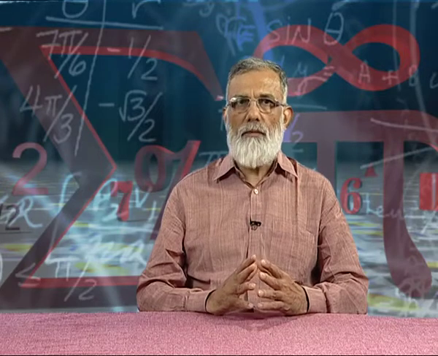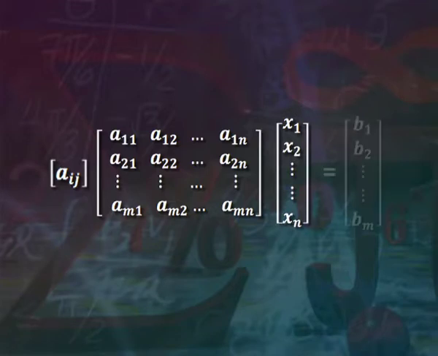In general, we have m equations in n variables, which can be written as the matrix a_ij multiplied by the column vector x1, x2 up to xn equal to the column vector b1, b2 up to bm. That is the same as Ax = b, where A = (a_ij), x is the column vector x1, x2 up to xn, and b is equal to b1, b2 up to bm.